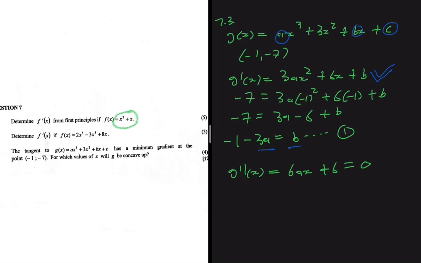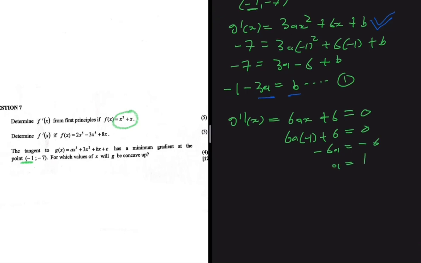So again, we know the x value of that point, it is -1. So we can substitute that -1 in our equation. If we substitute that -1 there, we get 6a times -1 plus 6 equals 0. So here you're going to see that -6a equals -6, so a equals 1. So now we have determined that a equals 1.